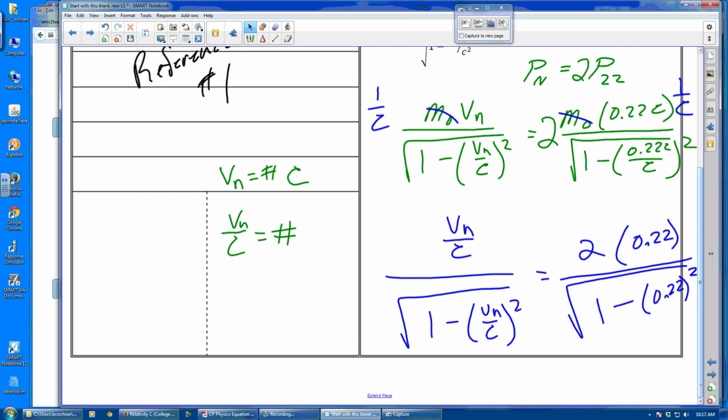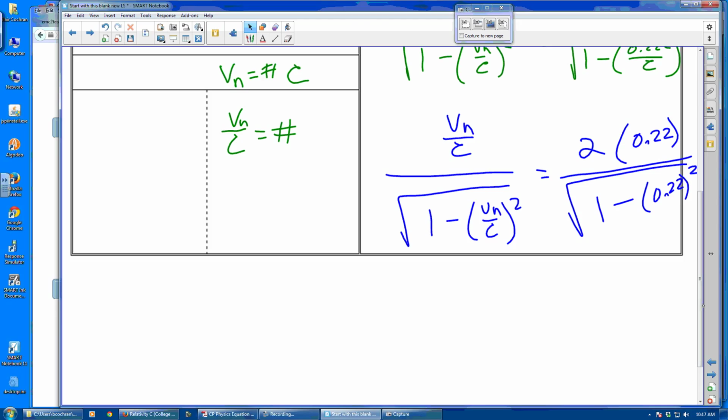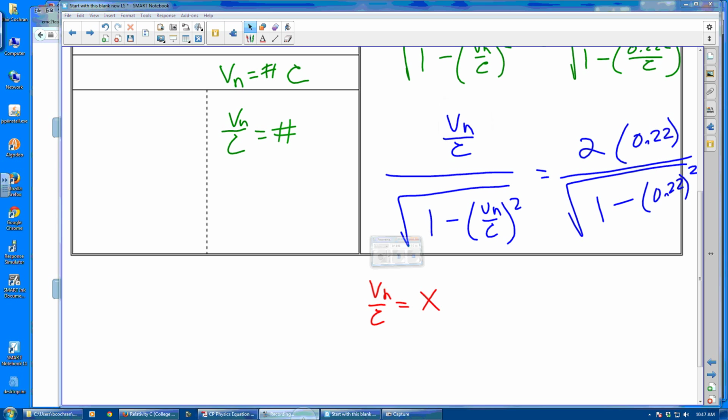And at this point, it's just unpretty algebra, right? So what I would do is take Vn over C and call that X, then either solve it by hand, solving for X, or put it into something like Wolfram and solve for X. All right? Yeah, because all the right side's a number anyway. Yes, ma'am.